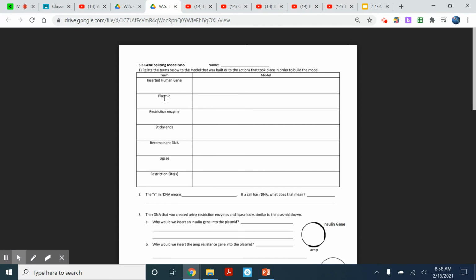If I say what was a restriction site? Wouldn't it be the places that? Yep. And so you could even write GGATCC. That sequence is called a restriction site. And we had CCGG as another restriction site.